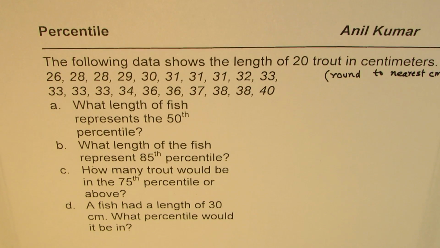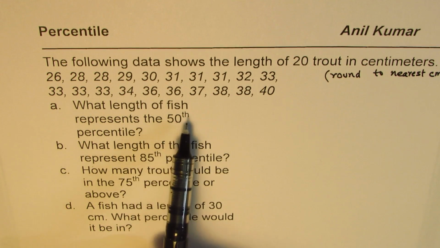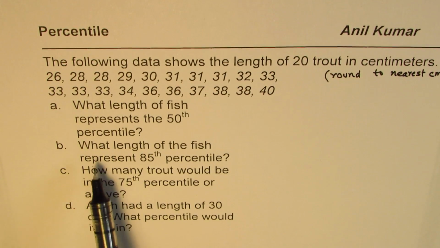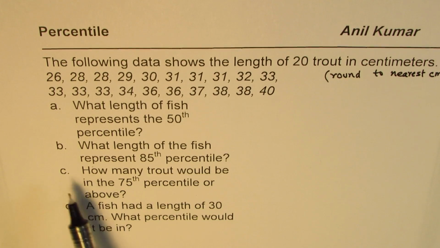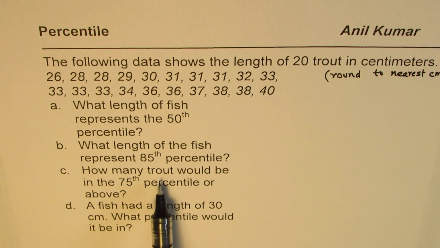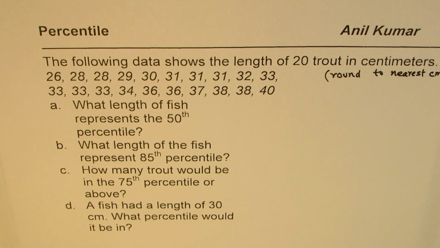There are four parts to this question. First one, what length of fish represents the 50th percentile? B is, what length of fish represents the 85th percentile? C is, how many trout would be in the 75th percentile or above? And D is, a fish had a length of 30 centimeters, what percentile would it be in? So that's the question for you. I'd like you to pause the video and answer the question.